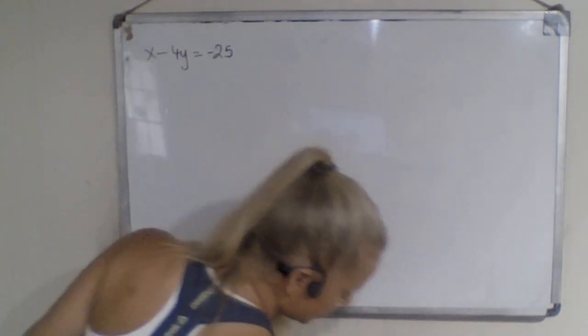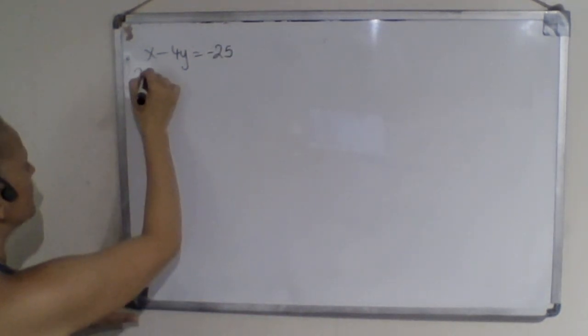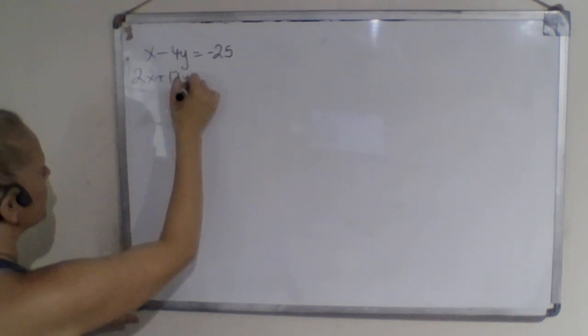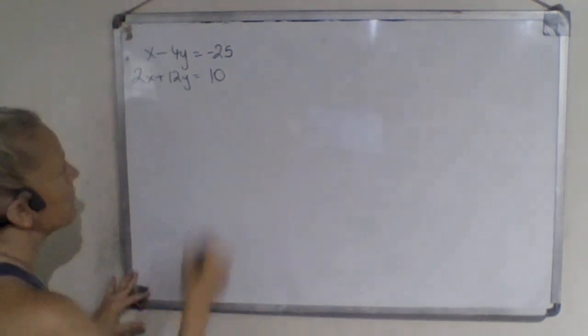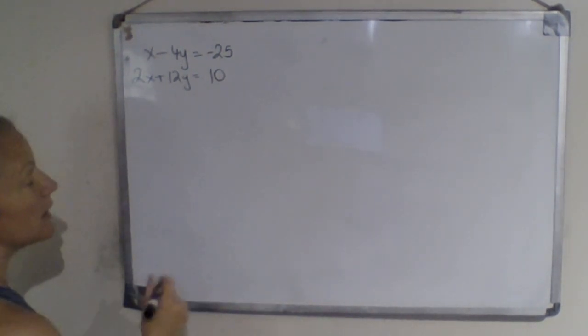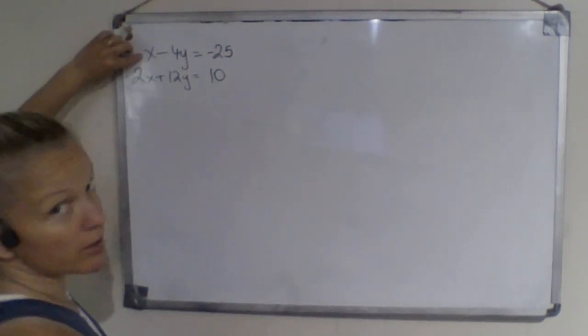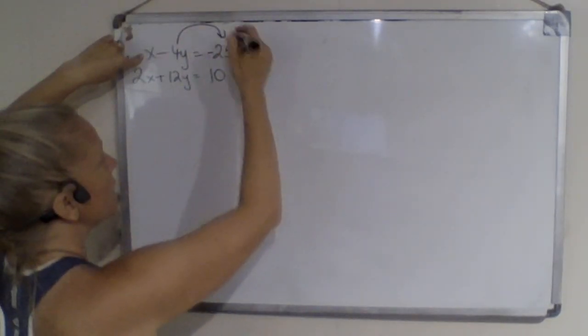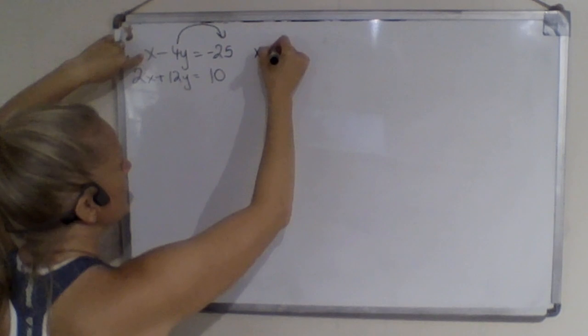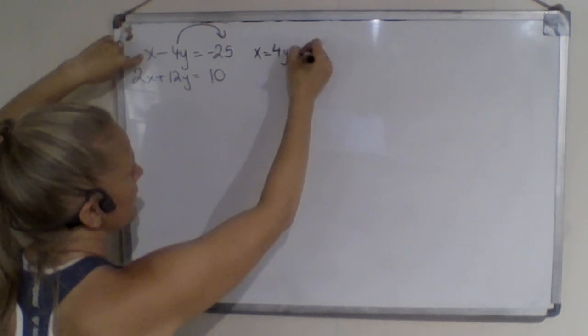The second equation is 2x plus 12y equals 10. I'm trying to make sure I get all of the numbers right. And we said when we do elimination, we need one of the variables to not have a coefficient. This is perfect. All I have to do is move my y on the other side. I end up with x equals 4y minus 25.